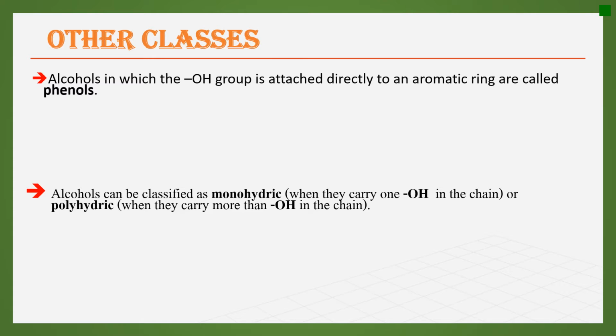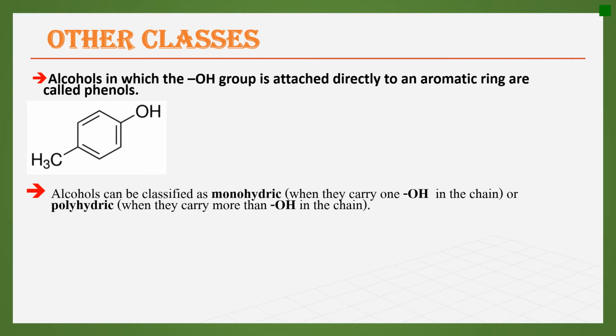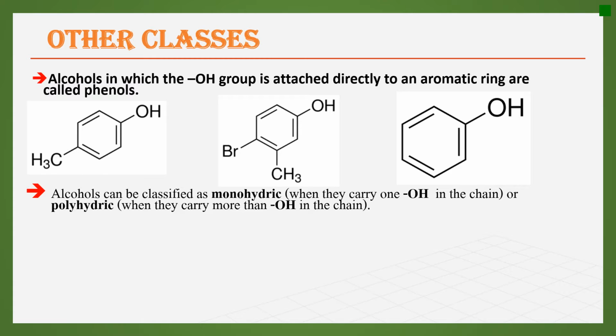Other classes of alcohols. Alcohols in which the OH group is attached directly to an aromatic ring are called phenols. Here we have examples: 4-methylphenol, 4-bromo-3-methylphenol, and phenol.